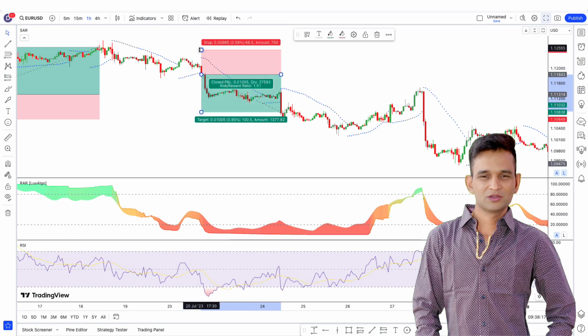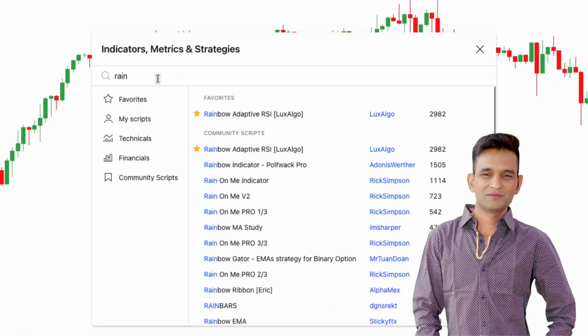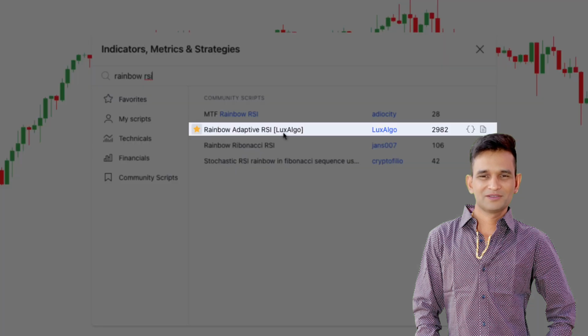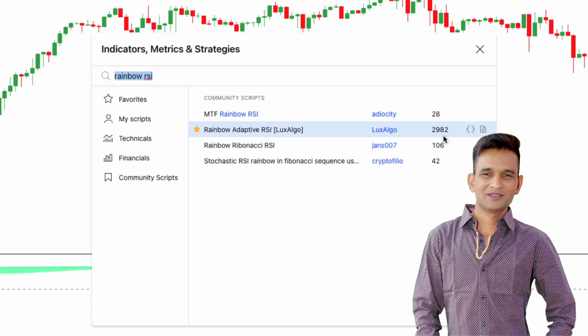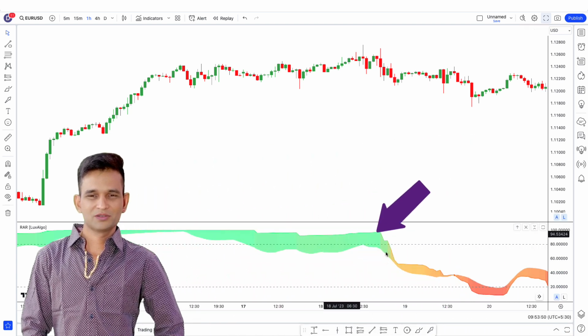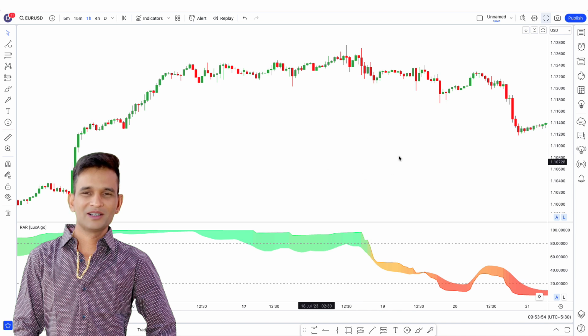Alright, to add this powerful indicator to our chart here, we click on the Indicators tab and we search Rainbow RSI. This one, Rainbow Adaptive RSI, which is a free indicator from LuxAlgo. Alright, this is the indicator and it's an improved version of RSI where it uses an adaptive moving average as an input for RSI. And by doing so, it minimizes the impact of retracements.